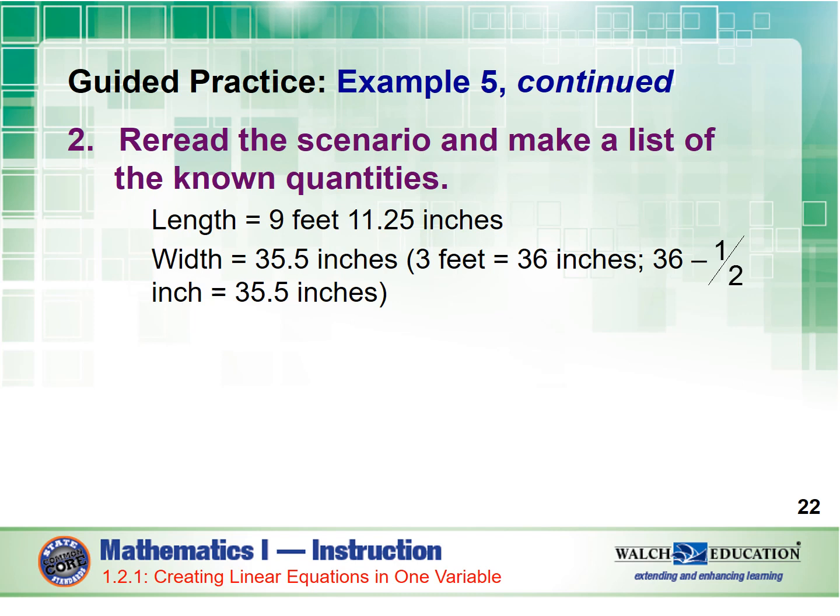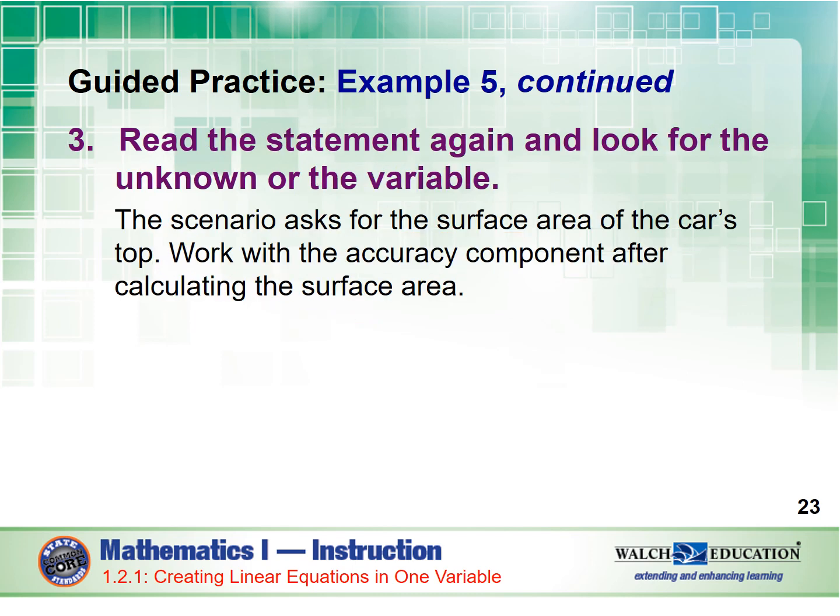And the width is 1/2 inch less than 3 feet. Let's make this an easy thing to digest. 3 feet is 36 inches. If it's 1/2 inch less than 3 feet, we take 36 inches minus 1/2, and we get 35.5 inches. So now we're working with 9 feet, 11.25 inches here, and 35.5 inches there.